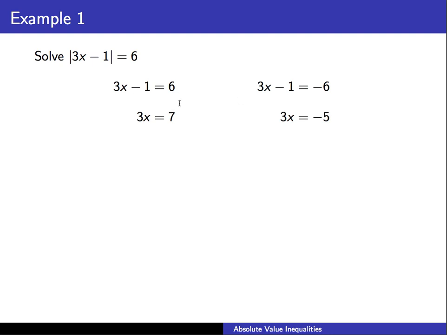So adding 1 to both sides in each equation, the first one gives us 3x equals 7, the second one gives us 3x equals negative 5, and then dividing both sides by 3, we get x is 7/3, and we get x is negative 5/3. So if we plug either of these two answers into the original equation, we'll get the left and right sides to be true. Or in other words, if we graph the absolute value of 3x minus 1 and we graph y equals 6, they're going to intersect at the x coordinates 7/3 and negative 5/3.